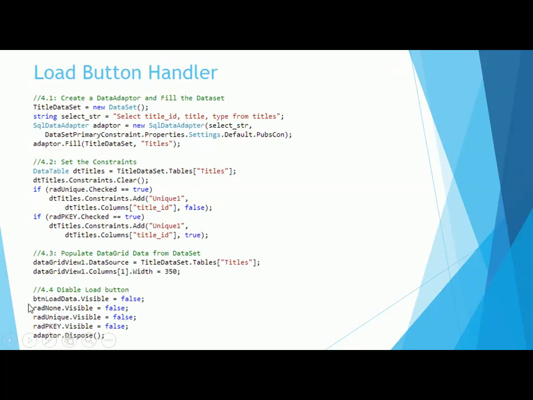All right. So in the clear button, you saw that we enabled all these controls. Here we are disabling all these controls. So I am disabling the load data button by setting the visible property to false. Also, I am hiding these radio buttons. This means once you load the data, you can't load it again without clicking the clear button. So you know the reason why.